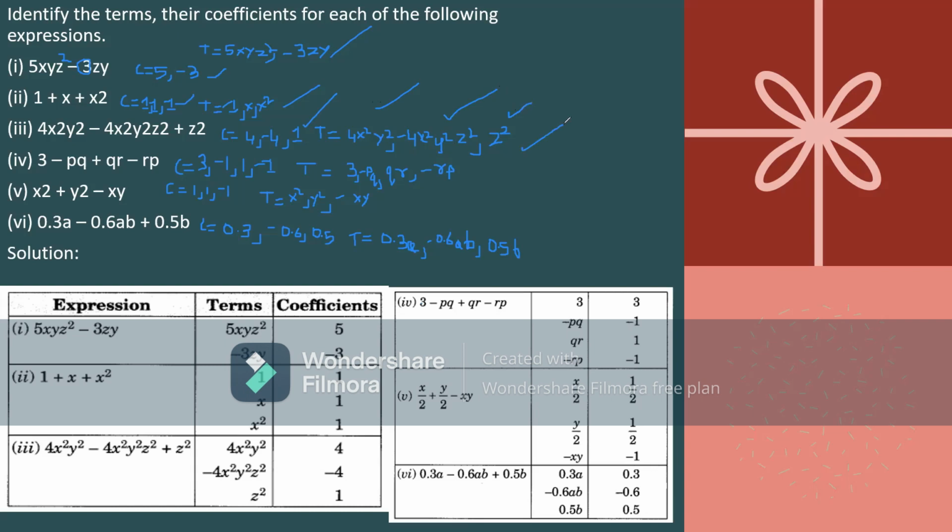So the fourth one is, let me show you, please understand. So the coefficients are 3, minus 1, 1, and minus 1. See, are they right? Yeah. What are the terms? 3, minus PQ, minus QR and minus RP. Right? I got it right.